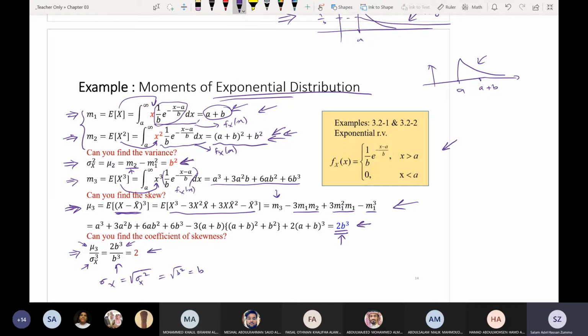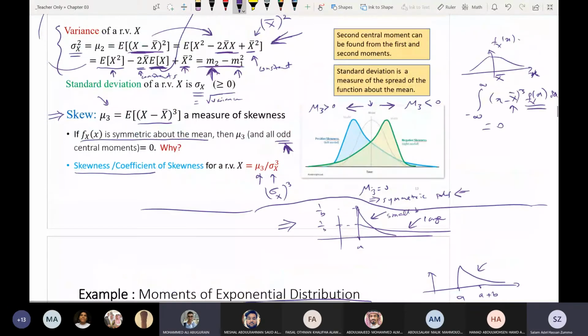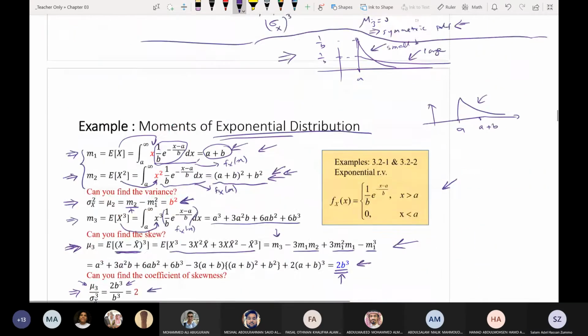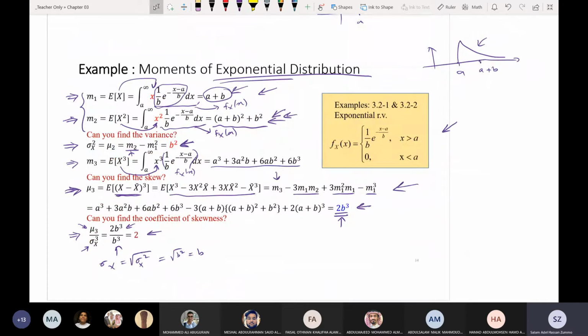And we said that if we have a positive skewness, does it mean that it's skewed towards the left or right, Shima? Right. No, it's left. So if you remember, skewed towards the left, we have positive skewness. Skewed to the right, we have negative skewness. So try to remember it the opposite way or whatever. Okay? Any question about this example?